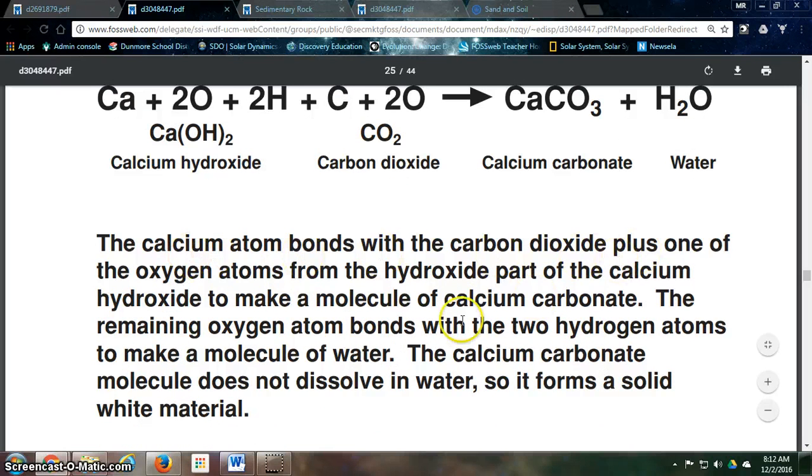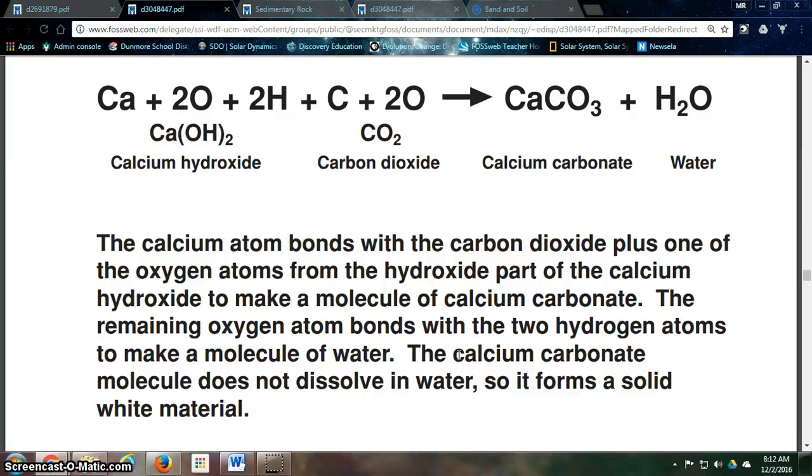And we have the explanation of what happened, and the main thing here is that the calcium carbonate molecule does not dissolve in water, so it stays as a solid, and that's why it sinks to the bottom, and it gets then mixed in with the rock layer at the bottom of that large body of water, which is going to turn into limestone.